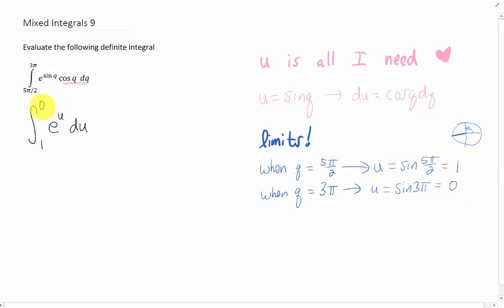Let's do it. We have our new limits of integration. We have an e to the u du as our integral, which integrates very simply to just e to the u, evaluated from 1 to 0. Plug in our upper limit of integration, subtract, and plug in our lower limit of integration. That's going to give us 1 minus e as our answer, and I think that's pretty good.